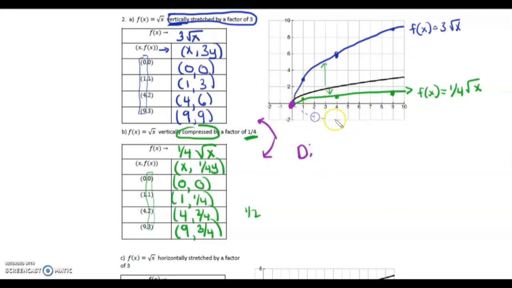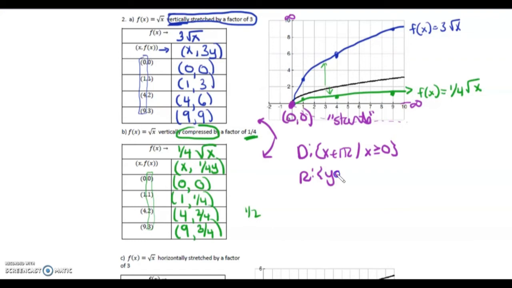Okay, we're going to start at this. Remember, I kind of call it a fake vertex, as though it's like a parabola on the side. Okay, and the graph starts at 0, 0 here. Okay, and the x values go to infinity and the y values go to infinity as well. So x is an element of the real number system such that x is greater than or equal to 0. And for the range, y is an element of the real number system such that y is greater than or equal to 0.